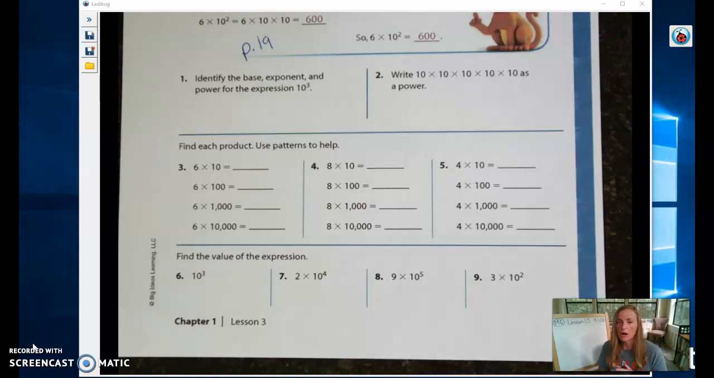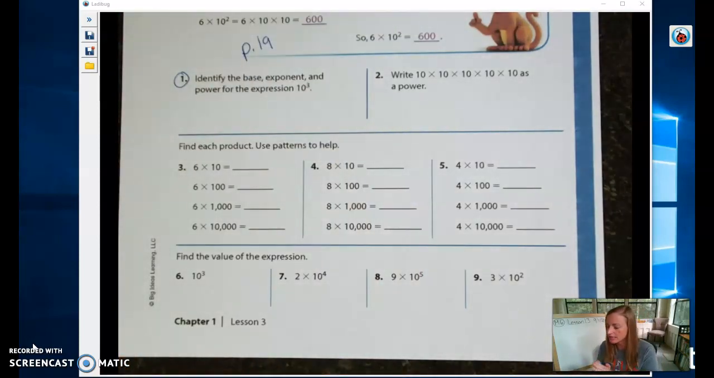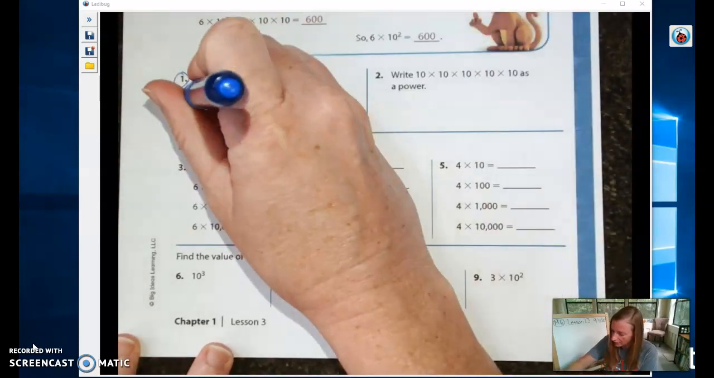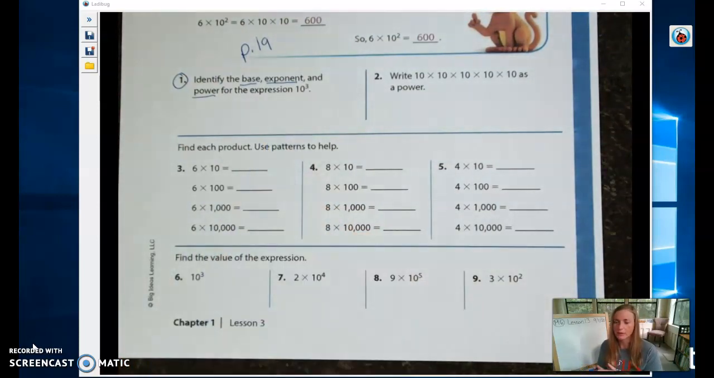So today's lesson is all about exponents and what exponents are, what they do, what they mean. So I'm going to have you write down all of the work that I do today, just to make sure that you are understanding what it is that exponents are and how they work. So we're going to start right in with question number 1, and it says identify the base, exponent, and power for the expression. We read this as 10 to the power of 3 or 10 to the third power.